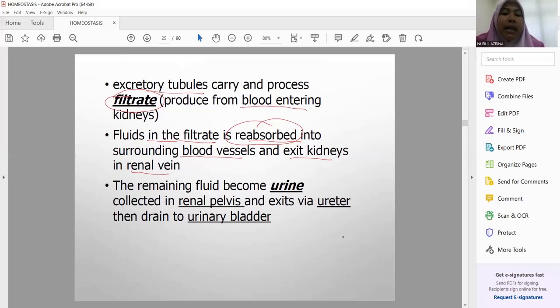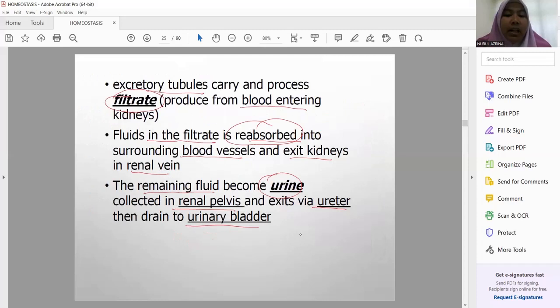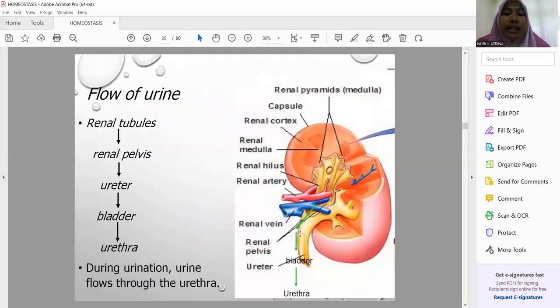Okay, the remaining fluid that is not reabsorbed or secreted will exit the kidney as urine, where it is collected in the renal pelvis, exits via the ureter, and then drains into the urinary bladder. Which one is the renal pelvis? So the renal pelvis is here. Right, so this is the area of the renal pelvis.